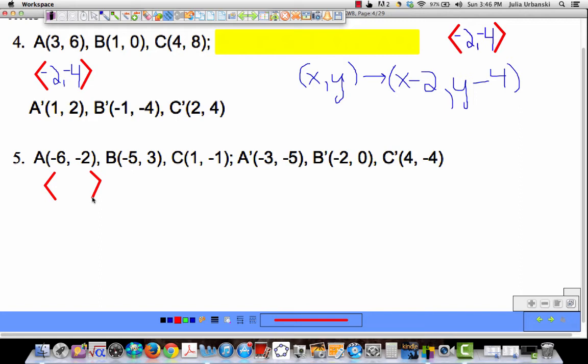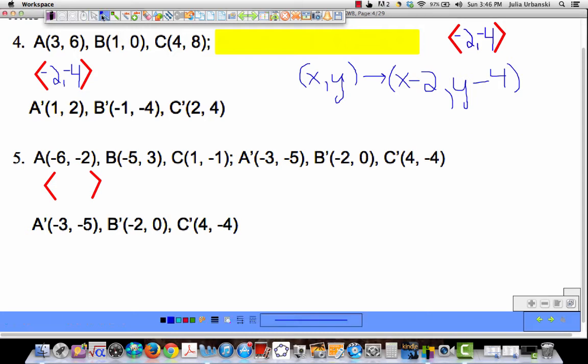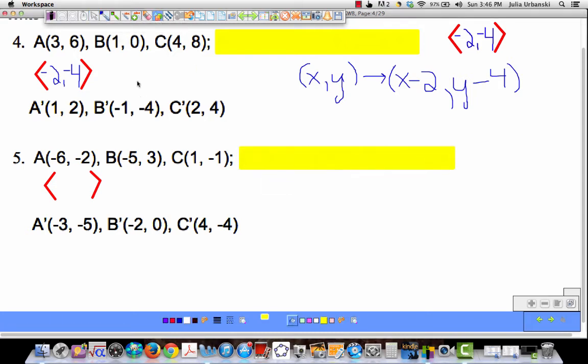Okay, so checking your work, you should have tried to turn A, which is (-6, -2), into A prime, which is (-3, -5). And in order to make that happen, you would have to add 3 this time, because it takes a +3 in order to turn -6 into -3. So -6 plus 3 equals -3.